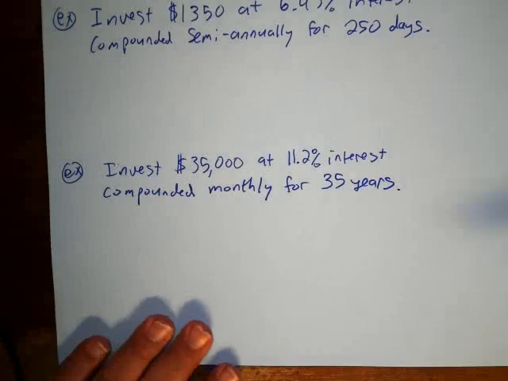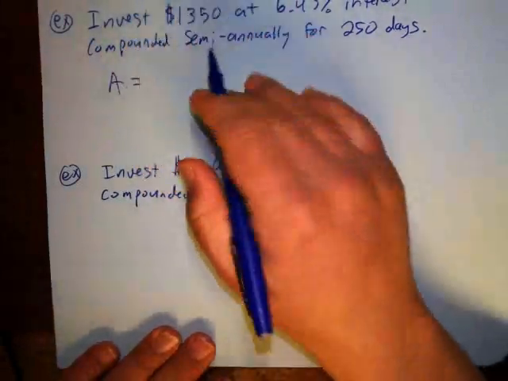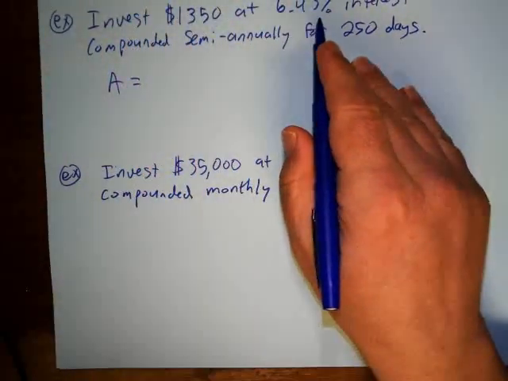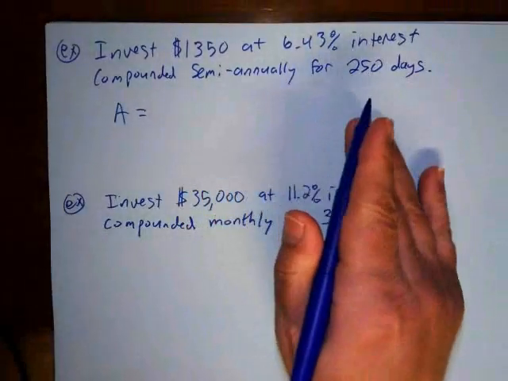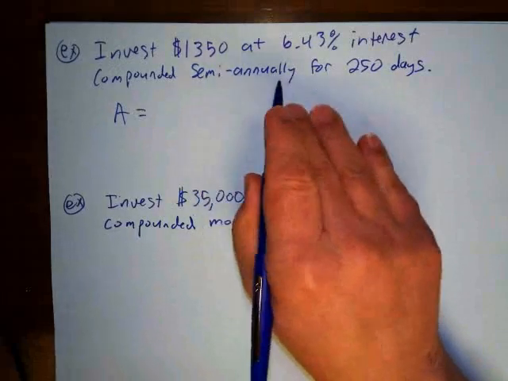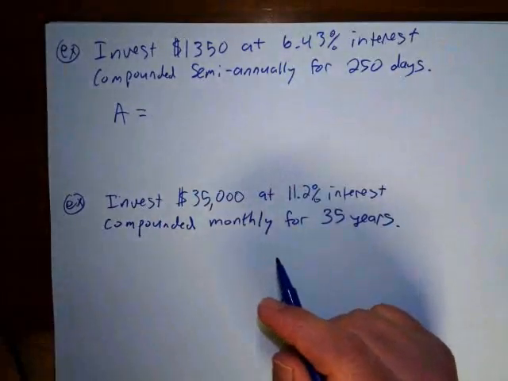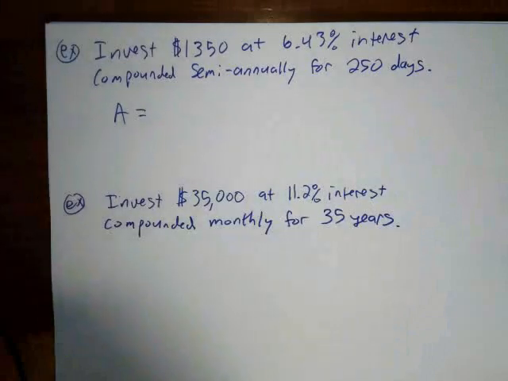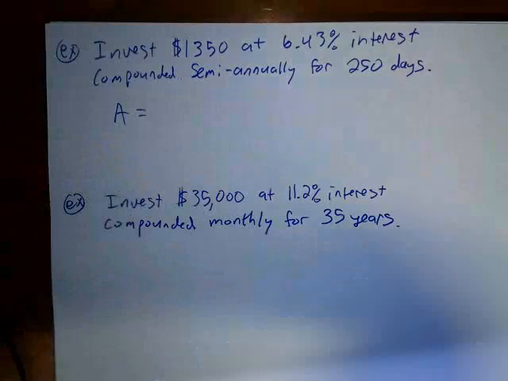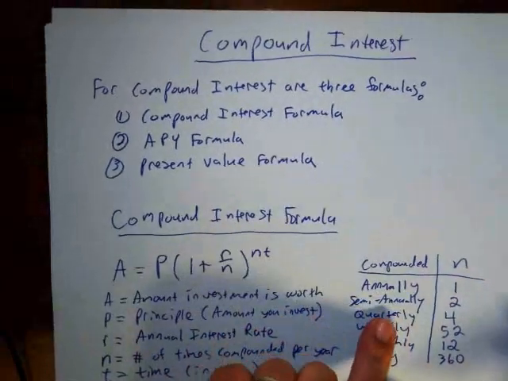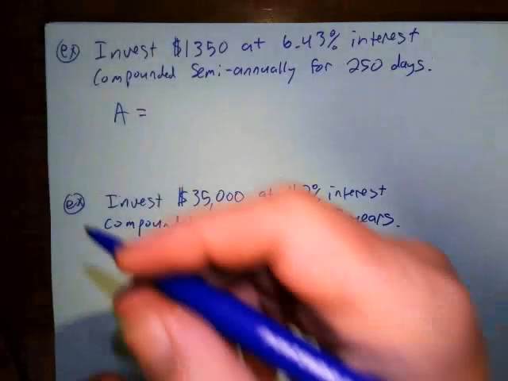So I'm going to invest $1,350 at 6.43% interest, compounded semi-annually for 250 days. So semi-annually, can you remember what that was? That would be twice a year, right? I'm not seeing where my table is. Oh, there it is. So semi-annually here was 2 times a year. So your n is 2 in this case.